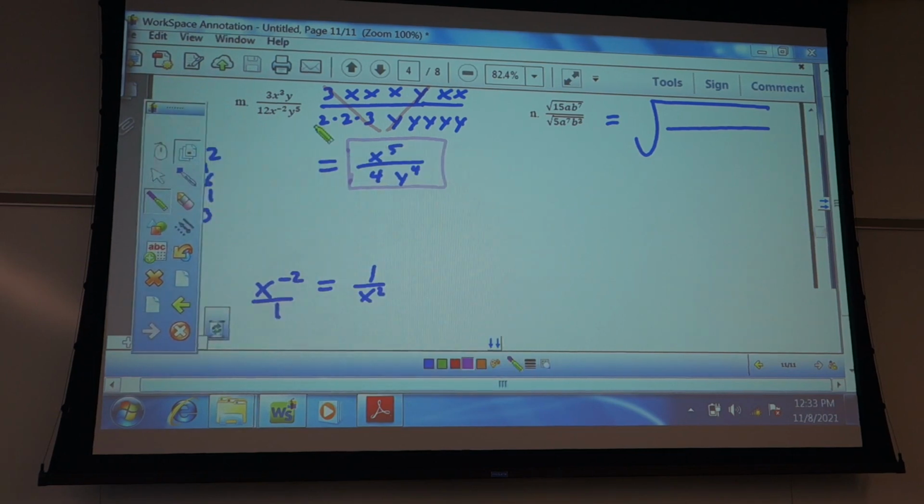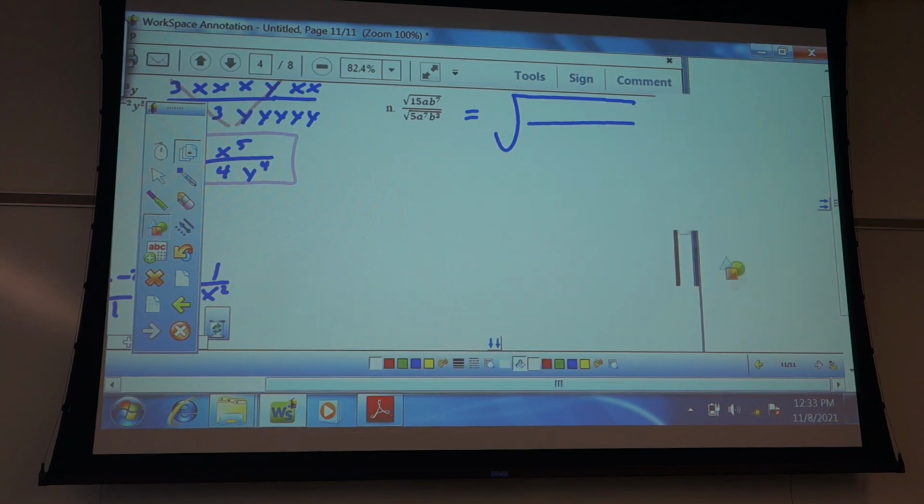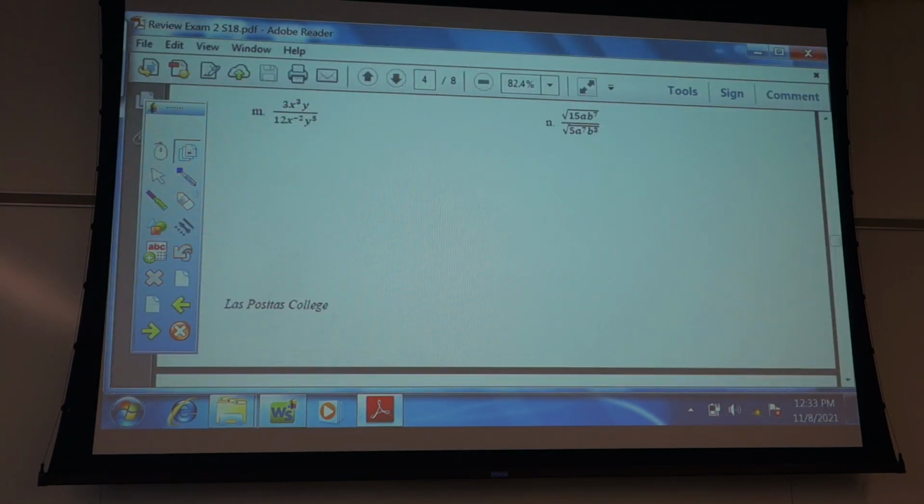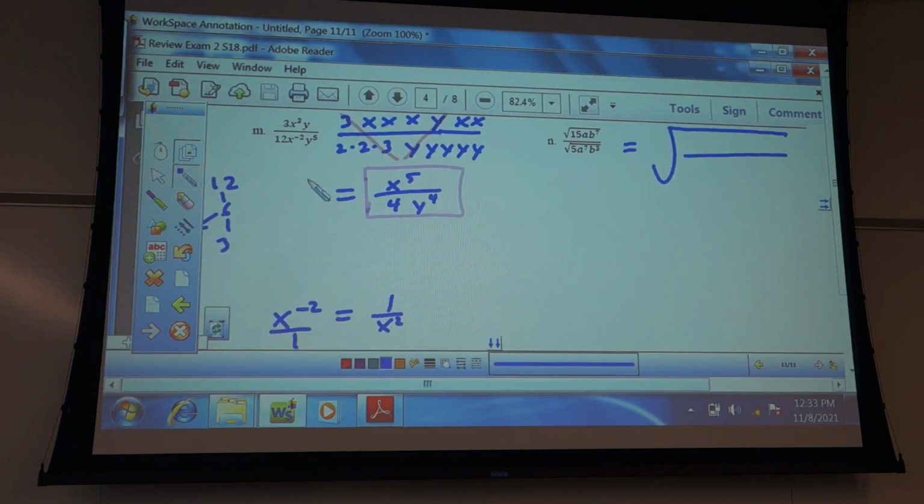Okay, let's take a look at the next one. Well, let's see. Oh, man. I have 15, which is 3 times 5. And I have a, and then I have 7 b's, all on top. On the bottom, I have a 5. I have 7 a's. And 2 b's. 3 b's?